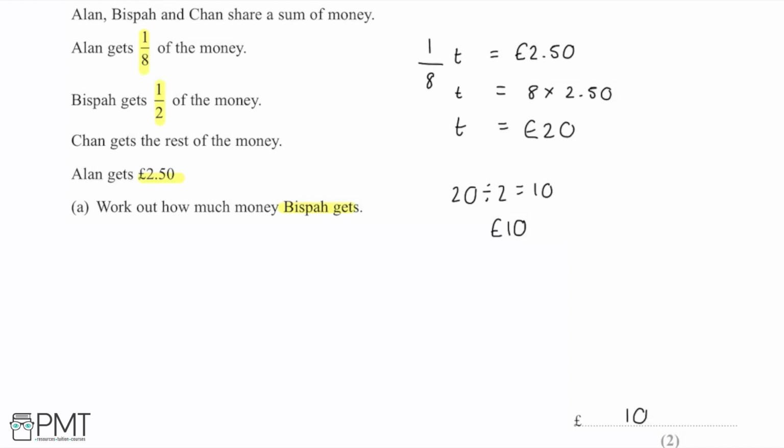And as for how the marks are awarded, you get the first mark for starting out on the method, so for doing this 8 multiplied by 2.5 here, some sort of calculation with this, and then the second mark is for the correct final answer of £10.